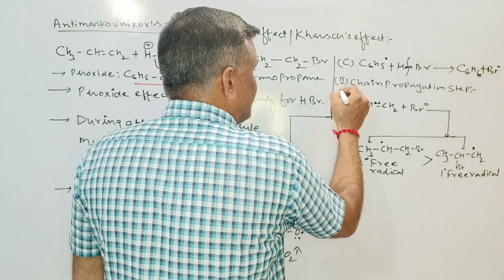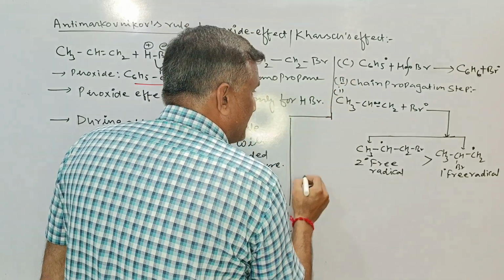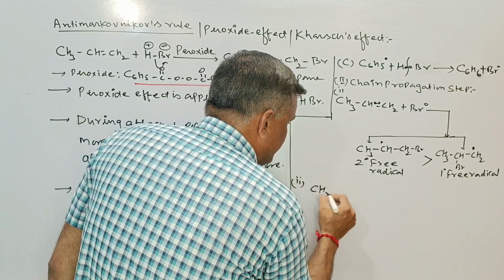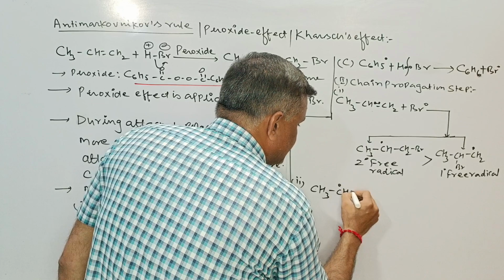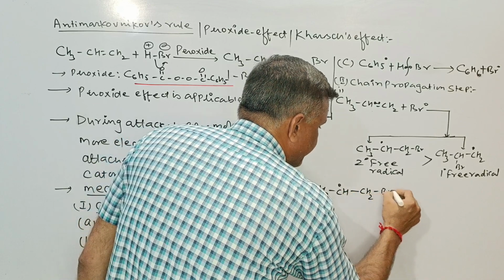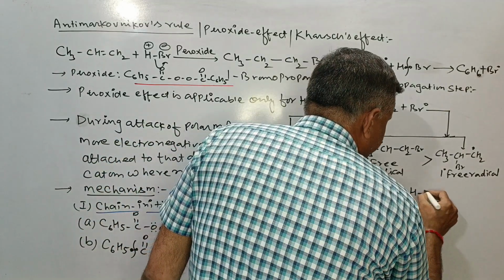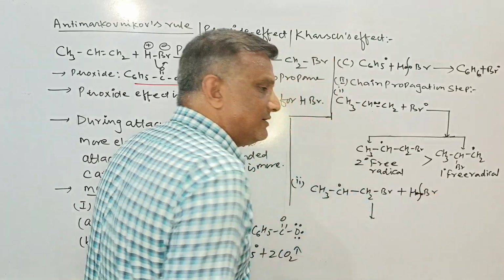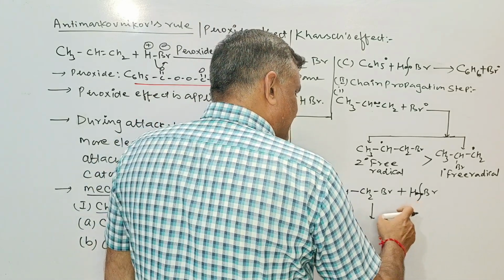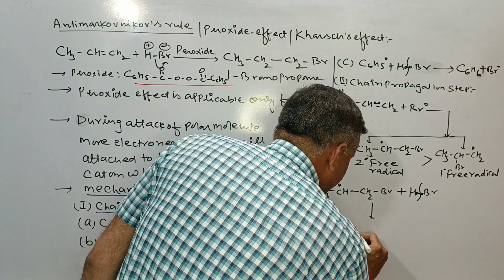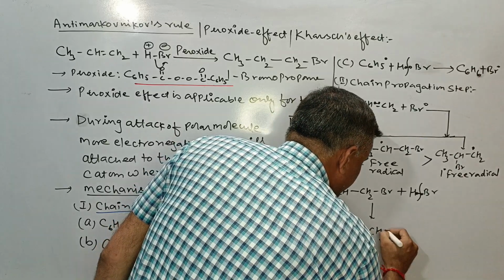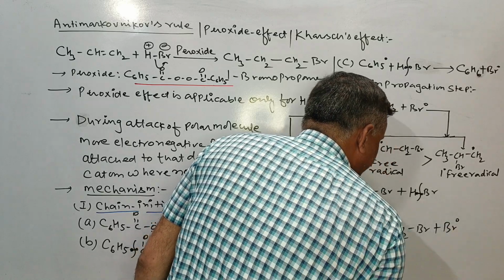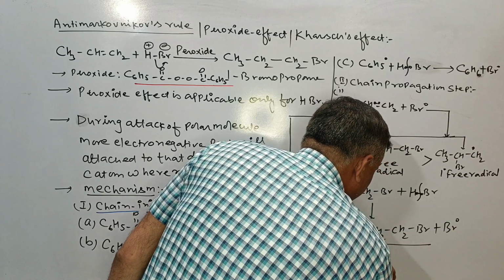In the second chain propagation step, what will be? This is the use of the 2 degree free radical as follows. This is the CH, CH2 and Br. Here there will again be an attack of HBr. So what will be? Here there will again be cleavage of the bond in homolytic form, and H will attack over here. So there will be formation of CH3, CH2, this is the CH2 and this is the Br, with the formation of Br free radical. This was about the 1-bromopropane.